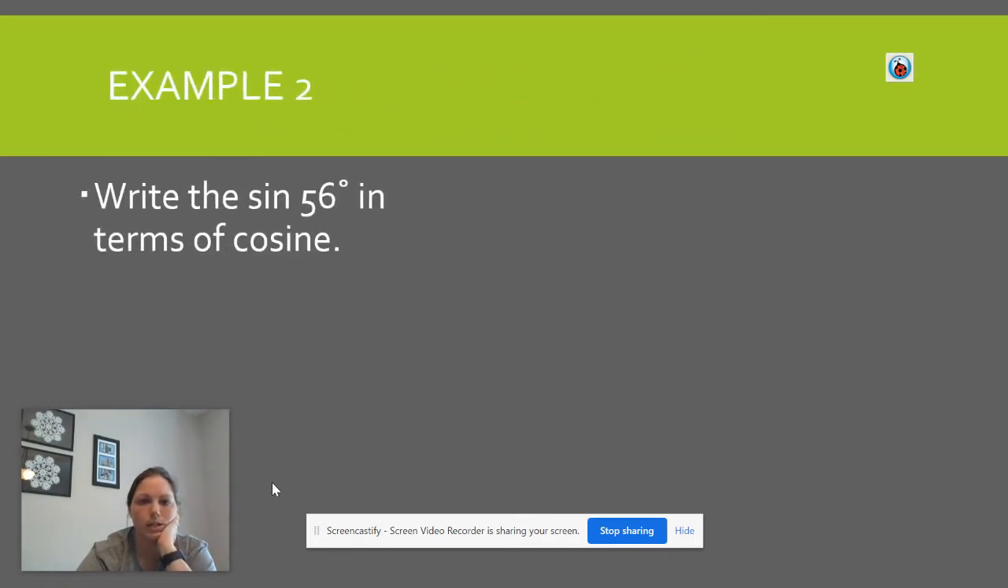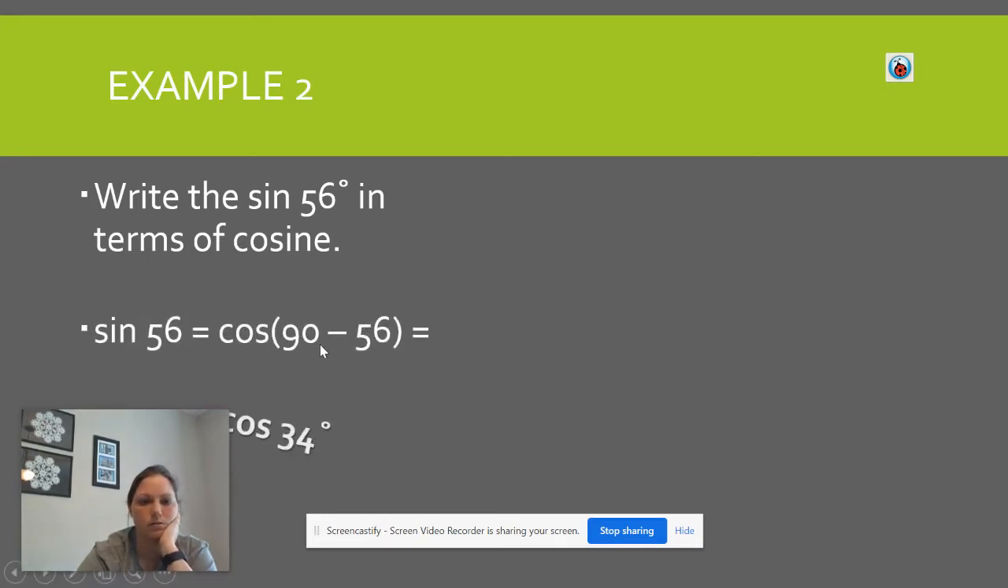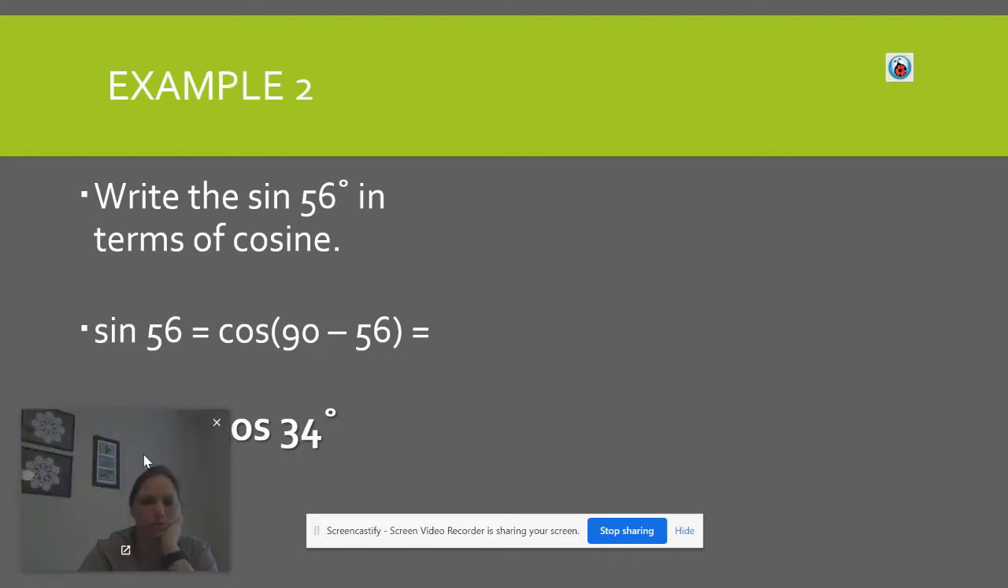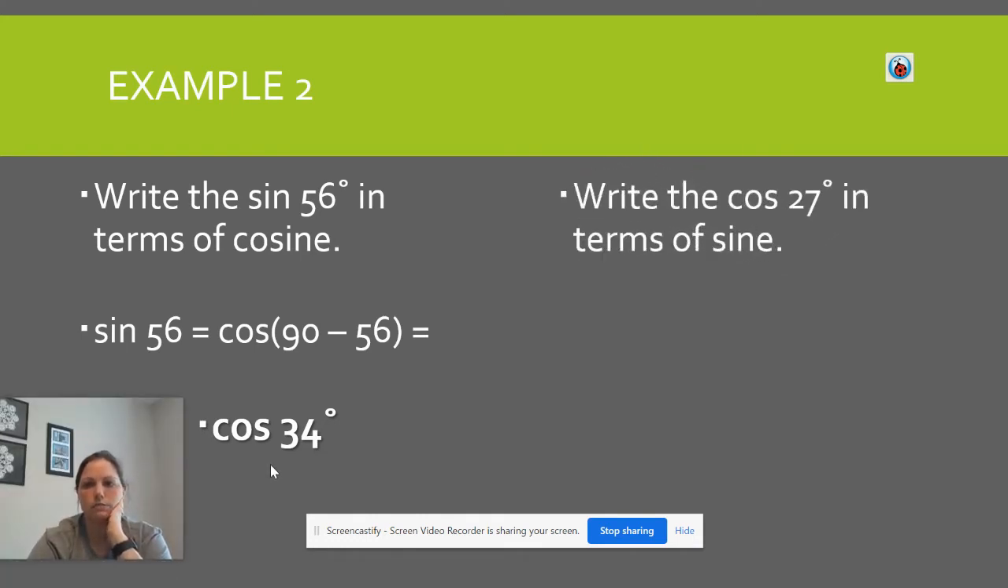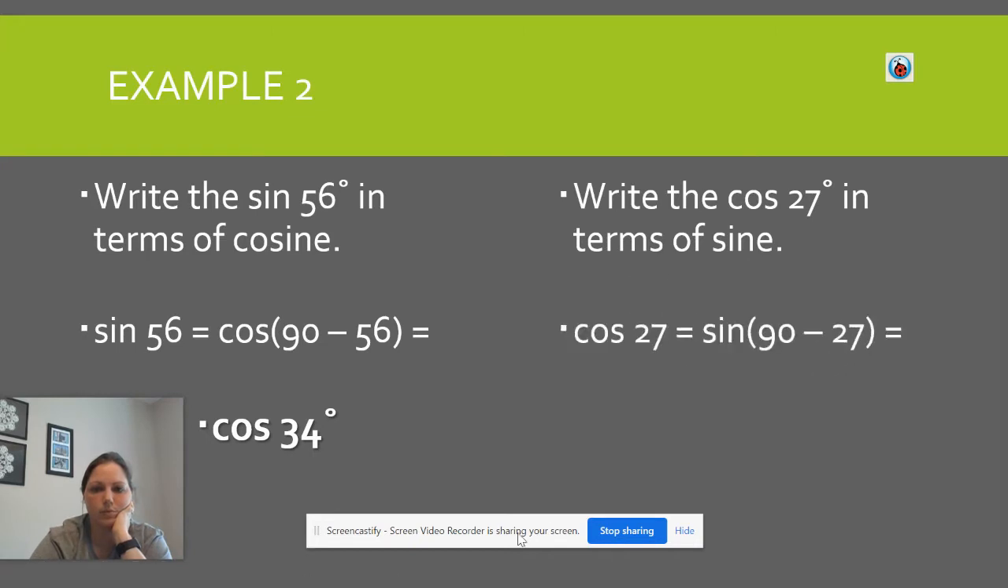Okay, so we're going to write the sine of 56 in terms of cosine. The sine is equal to the cosine of its complement. So we have 90 minus 56 to find the complement, which gives cosine of 34. And then write the cosine of 27 in terms of sine. The cosine of 27 is equal to the sine of the complement. So we do 90 minus 27, which gives us the sine of 63.